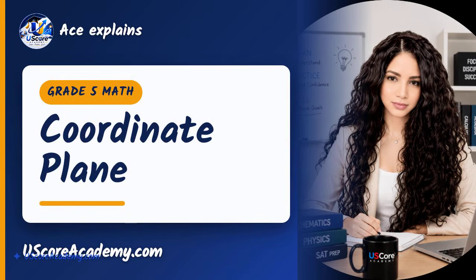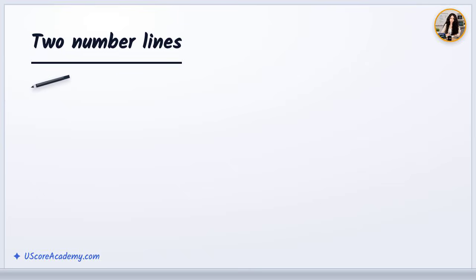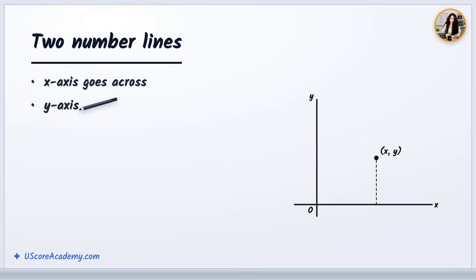Let's learn coordinate plane together, step by step. The coordinate plane is made of two number lines. The x-axis runs left and right, and the y-axis runs up and down. They cross at a point called the origin, written as 0, 0.